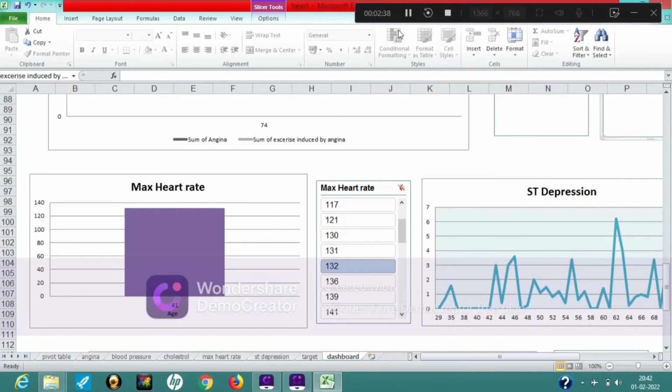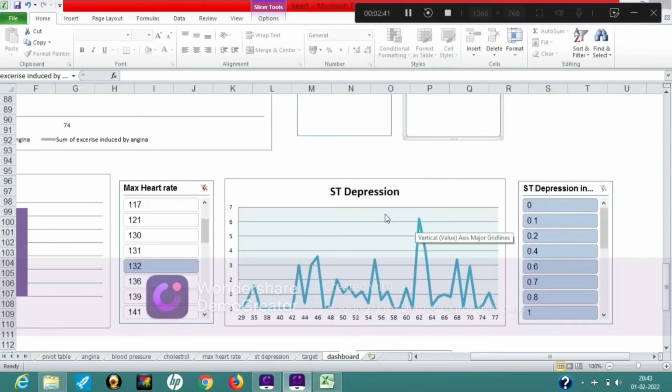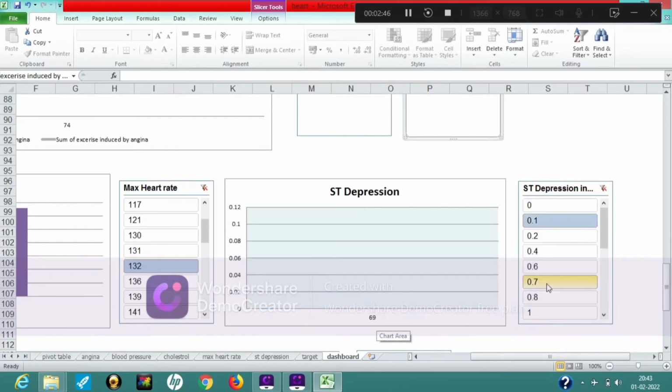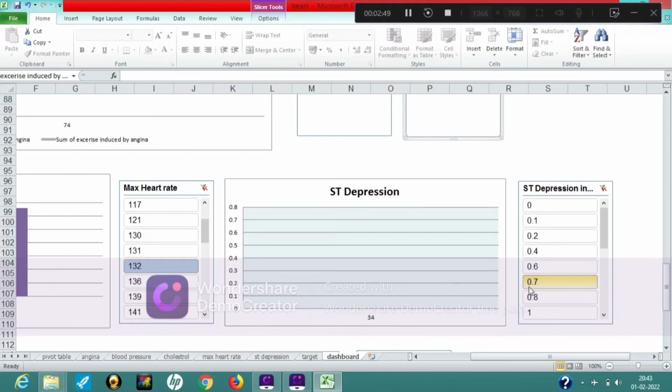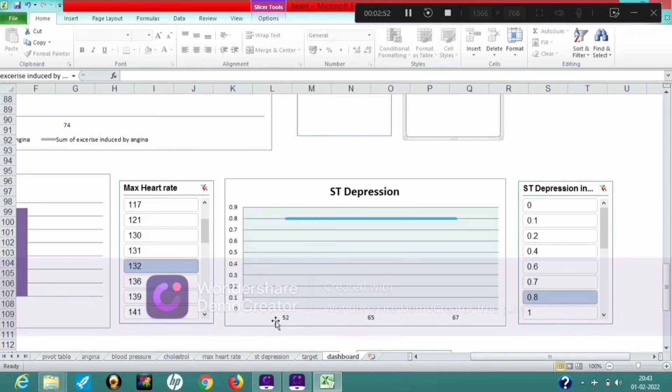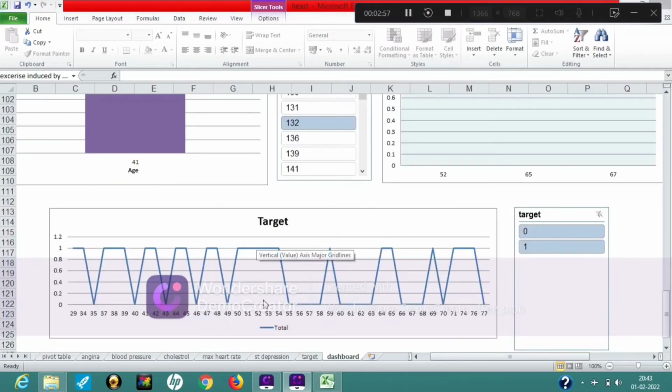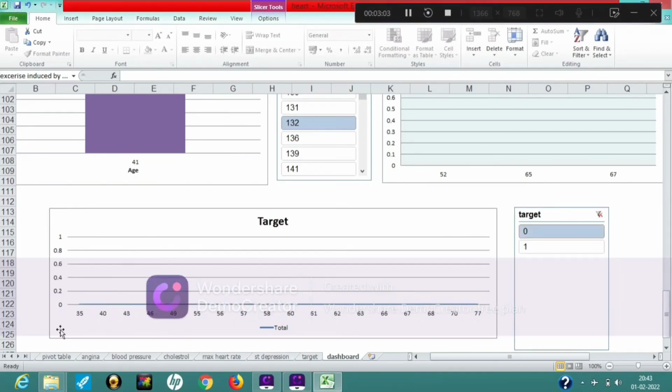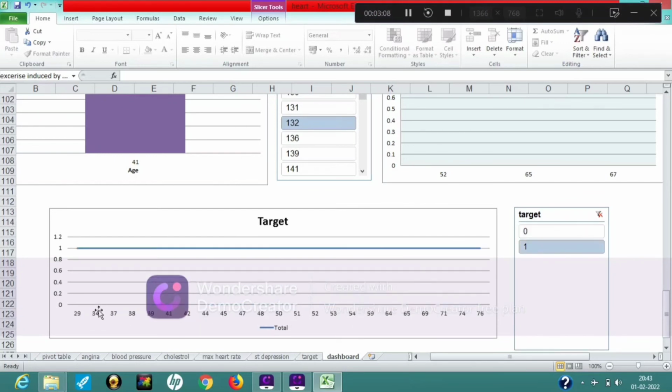And then for ST depression, it is 0.1 at the age of 69, 0.7 at the age of 34, 0.8 at the ages of 52, 65, 67. Finally, with target, if I select 0, in these ages the person is not affected by the disease. If 1, in these ages the person is affected by the disease. So using this we can easily draw conclusions about the cause of the disease.